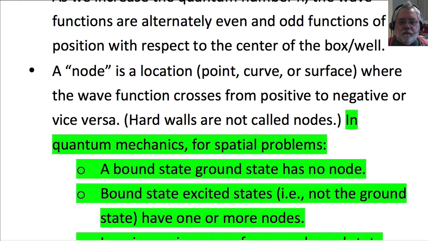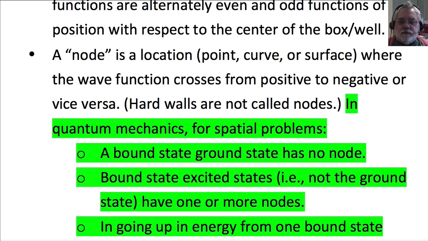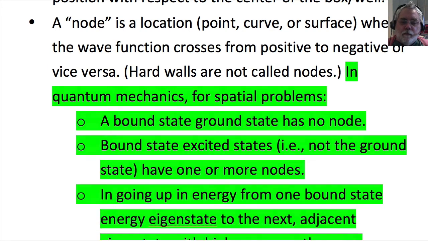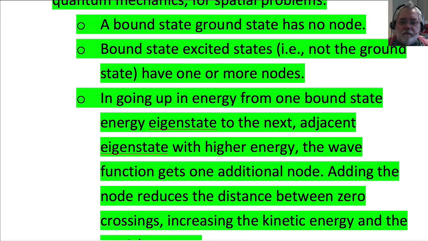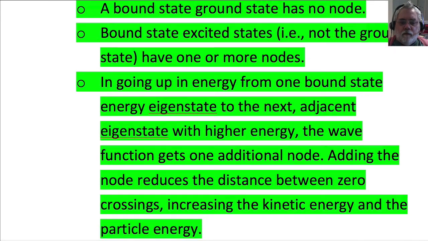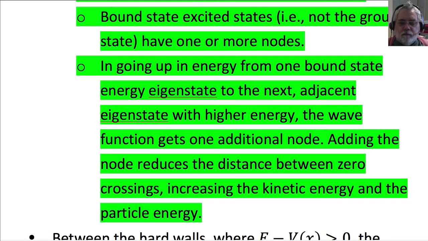A node is a location, a point in one dimension, a curve in 2 dimensions, a surface in 3 dimensions, where the wave function crosses from positive to negative or vice versa. Hard walls are not called nodes. In quantum mechanics for spatial problems, a bound state ground state has no node. Bound state excited states, i.e. not the ground state, have one or more nodes. In going up in energy from one bound state energy eigenstate to the next adjacent eigenstate with higher energy, the wave function gets one additional node. Adding the node reduces the distance between the zero crossings. This increases the kinetic energy and the particle energy.